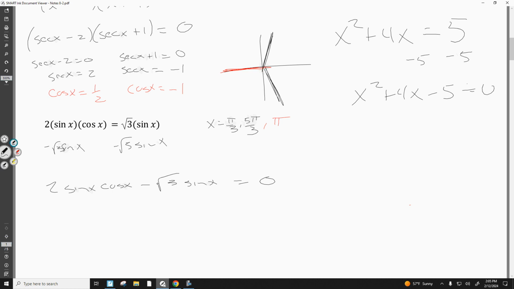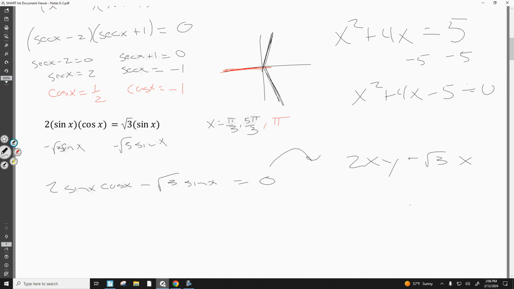Here, if I gave you this equation, could you factor and solve? Now it's got sines and cosines. And whenever it has sines and cosines, maybe we consider just thinking about an x and a y. I got 2xy minus root 3x. If I asked you to factor this, could you factor 2xy minus root 3x?